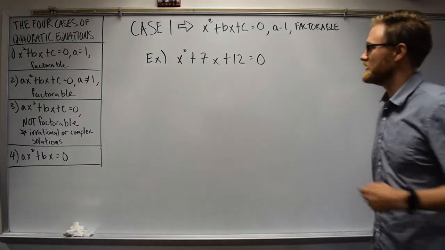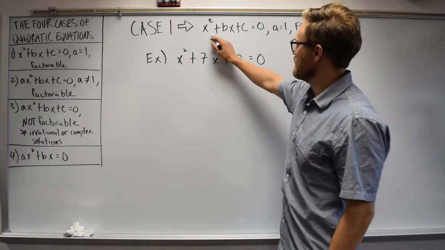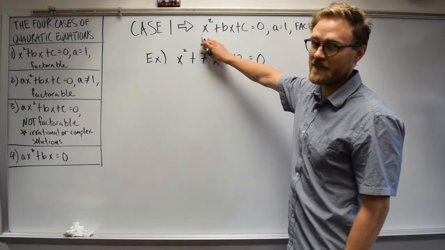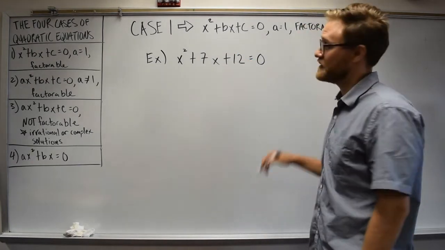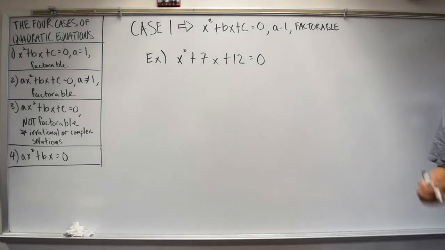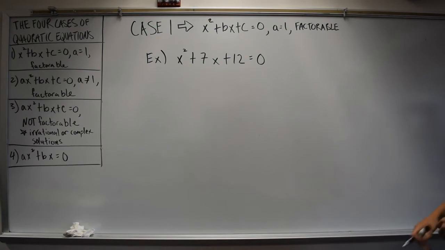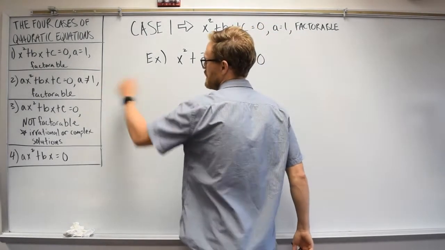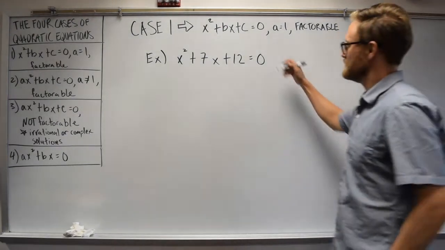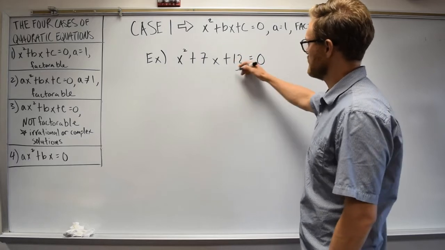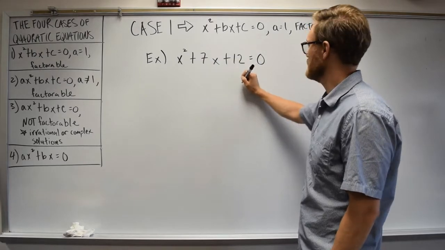So in case 1, it is very important to understand that the a term, the coefficient, is a 1. If it is 1, we are going to check to see if it's factorable. If it's factorable, it's going to be very quick and easy, as opposed to what happens in case 2. So because we recognize it's case 1, we're going to list the factors of the constant.